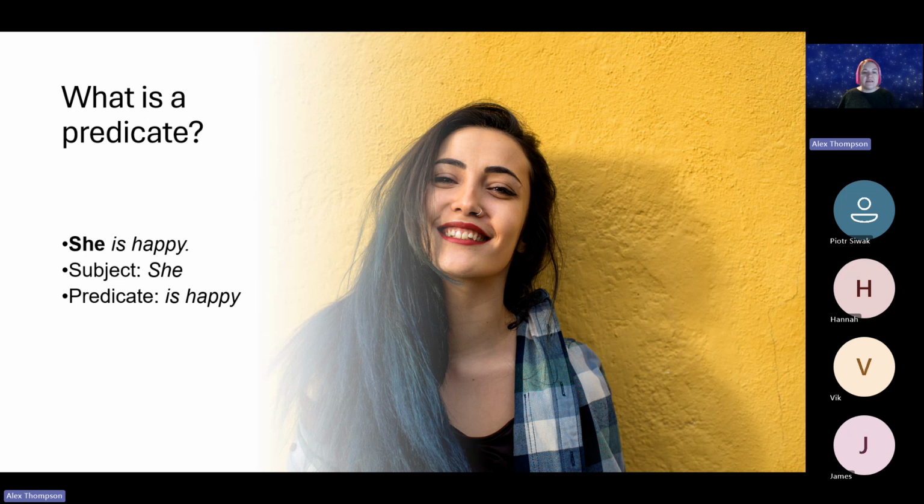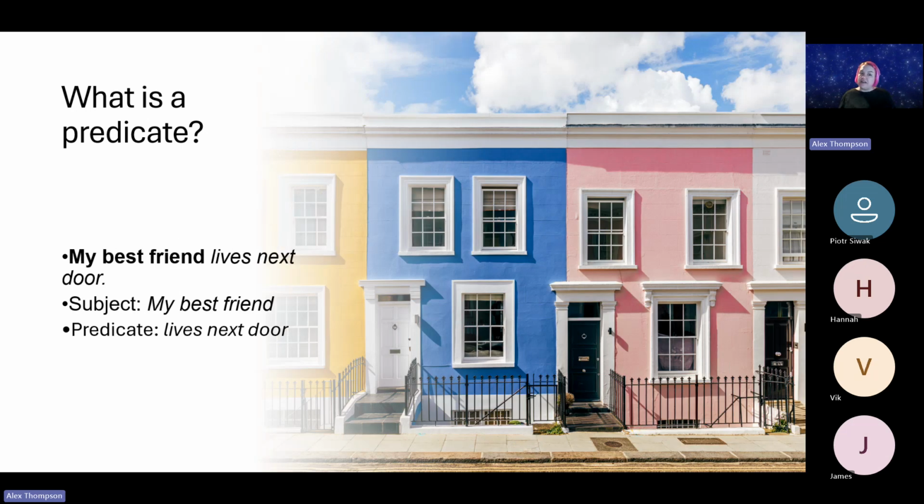I'll just show you one more example. So a slightly longer example. My best friend lives next door. The person, the subject, the focus of the sentence is my best friend. What they are doing, so the predicate, is they are living next door. So that's basically how we break down a simple sentence into its two main constituent parts. We've got the person or the object, the focus of the sentence, and what they are doing.